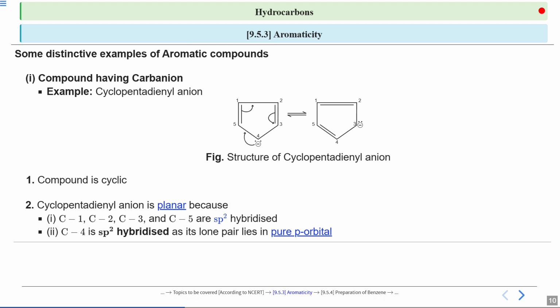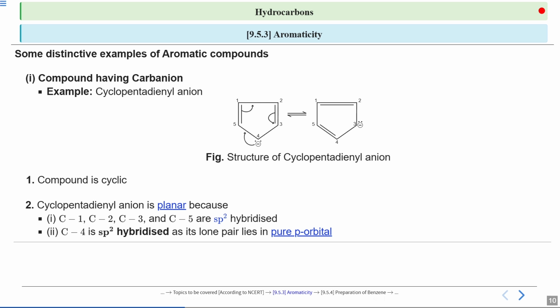Your C4 is also sp2 hybridized. This is very important to remember: your C4 is also sp2 hybridized and your lone pair is lying in the pure p orbital. Now, generally, carbanions are sp3 hybridized, but here it is sp2 hybridized. It is because your electrons want to remain in the p orbital so that they can take part in the overall conjugation in the cyclopentadienyl. Why are they so eager to remain in the pure p orbital and delocalize? Because it helps them to stabilize the carbanion.